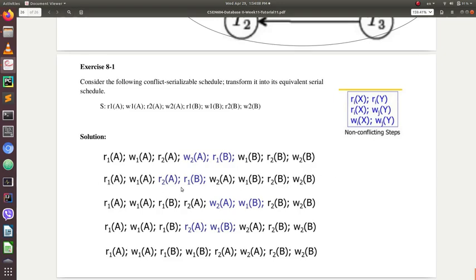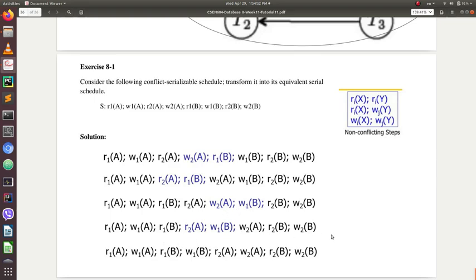Here we can see transaction 1 reads B and transaction 2 reads A. So these steps are non-conflicting. If we swap them, nothing happens. Okay, swap them and scan again for non-conflicting steps. We found that transaction 1 writes element B, and transaction 2 writes A, different elements. Different transactions write different elements. So they are non-conflicting steps and we can swap them.